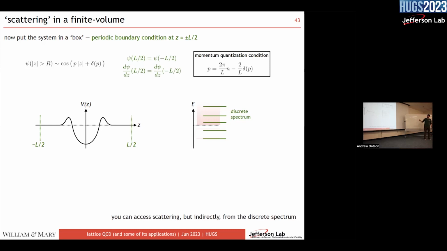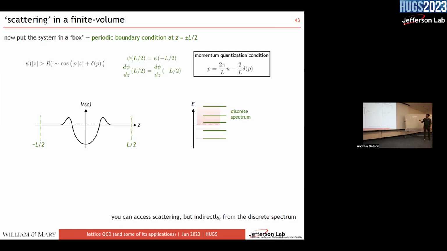It is hidden in the energies of these discrete energy levels, which depend upon the volume that you put the system into. And so in this way, we can get at scattering amplitudes in lattice QCD. Now, this is non-relativistic one-dimensional quantum mechanics, and you will quite rightly say to me, QCD is a 3+1-dimensional relativistic field theory. It is, but conceptually, the same thing is true.